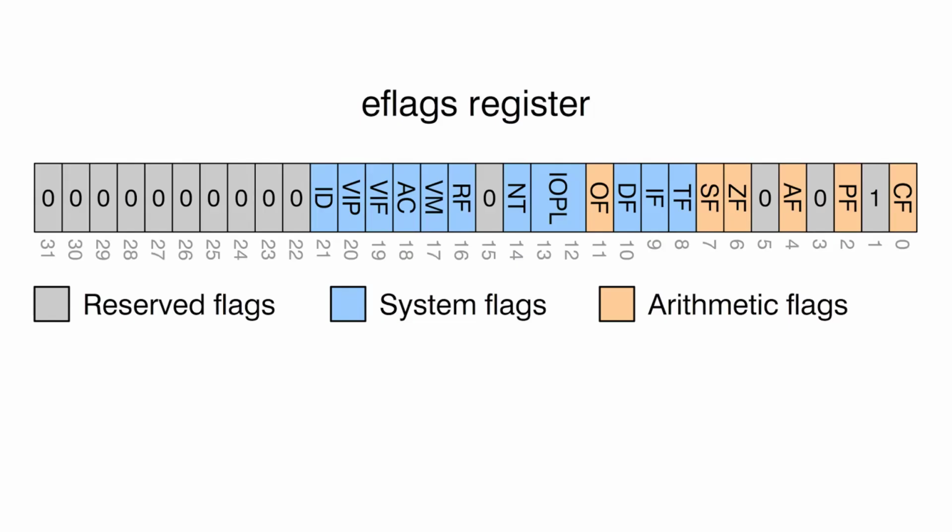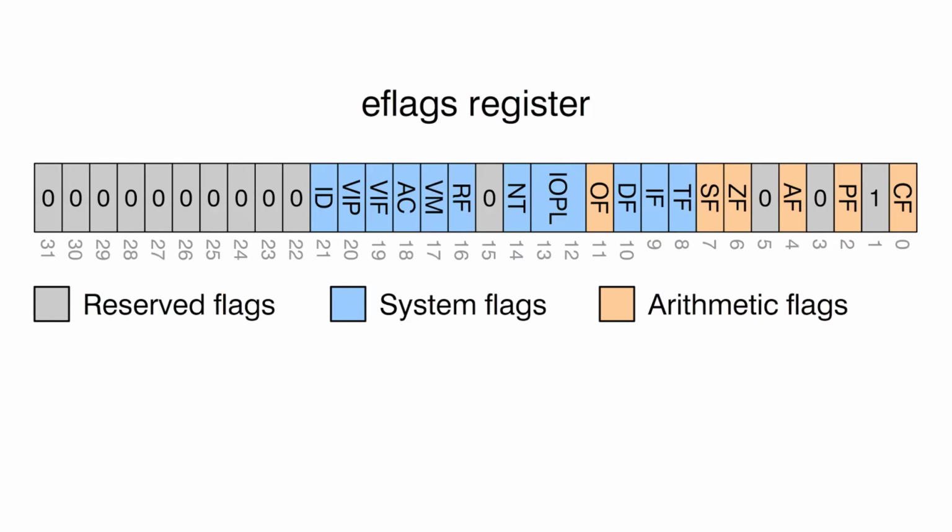At bit number 2, so starting with 0, 1, 2, it is the parity flag. This is set if the number of ones in the least significant byte of the result is even. This is generally used whenever some error checking is applied. Then at the fourth bit position, we have the auxiliary carry flag. This is set when a carry occurs from bit 3 to bit 4. It is mainly used in binary coded decimal arithmetic.